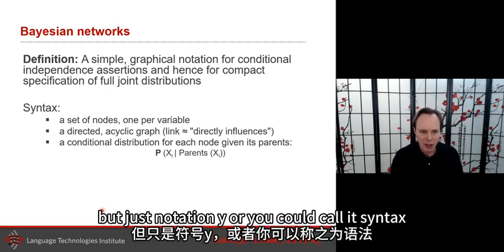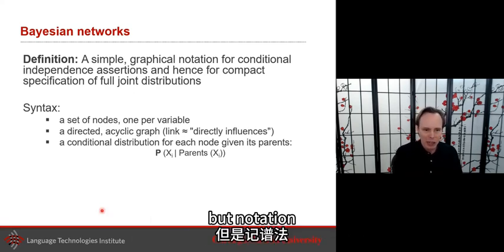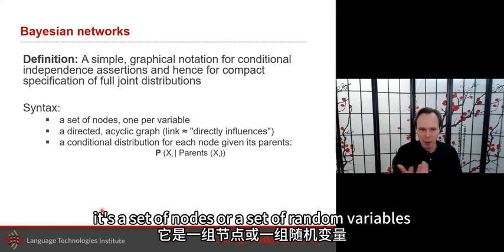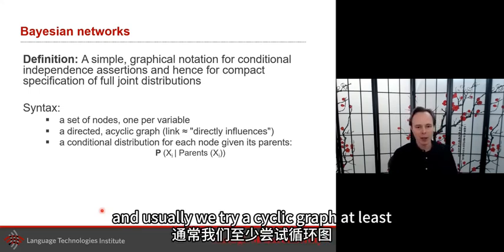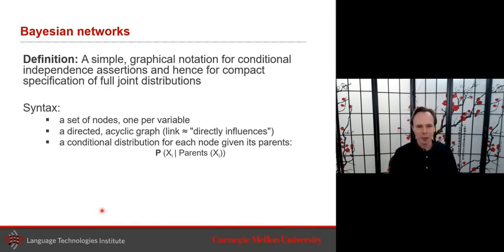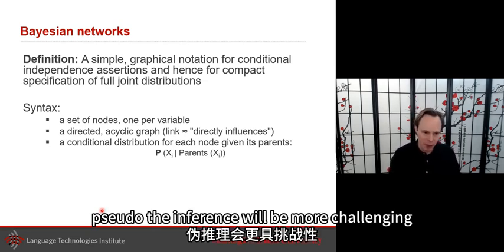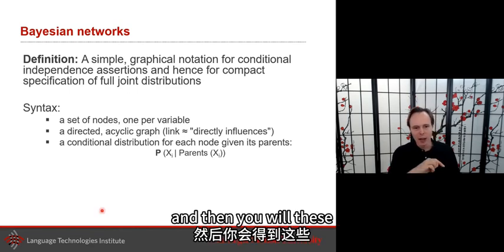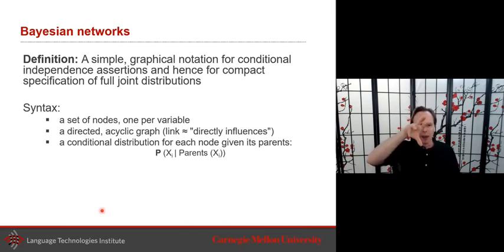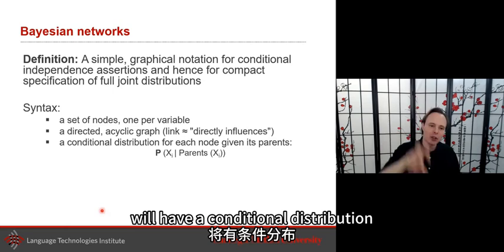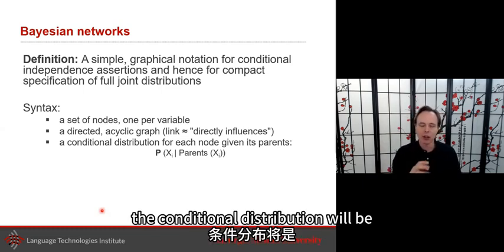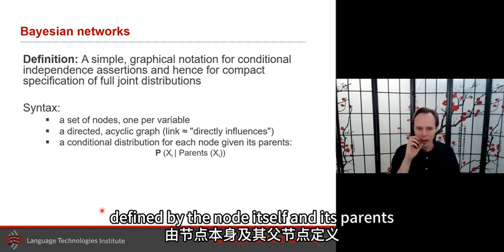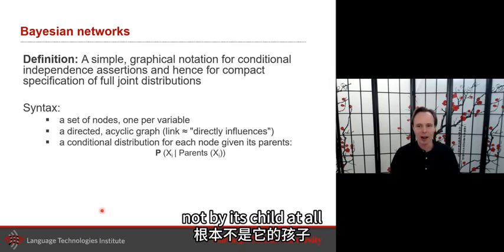Just notation-wise, or you could call it syntax, it's a set of nodes, so a set of random variables, and then it's a directed graph, and usually we want an acyclic graph, otherwise the inference will be more challenging. Then each node will have a conditional distribution associated with it, and this will be defined by its parents. The conditional distribution will be defined by the node itself and its parents, not by its children at all.